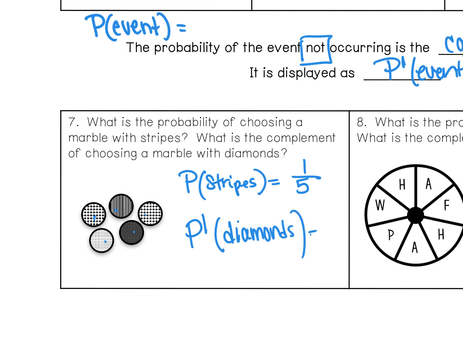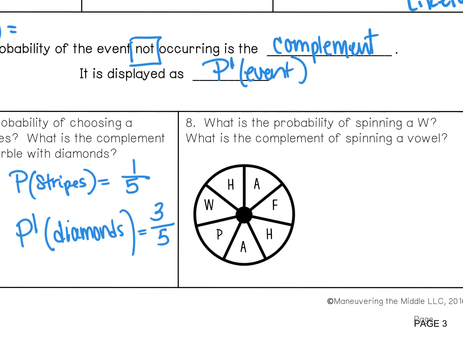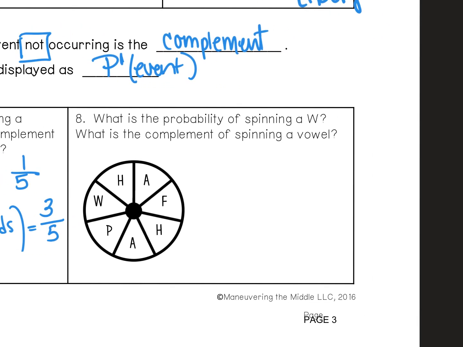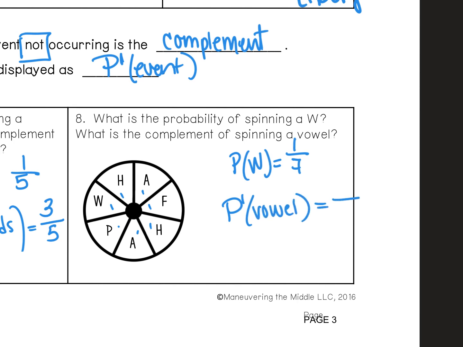What's the complement of choosing diamonds? That means total of 5, 2 are diamonds, so there's 3 that are not diamonds. Probability of spinning a W, the probability of a W is there's 1 W out of 1, 2, 3, 4, 5, 6, 7 possible outcomes. And then the complement of a vowel would mean all consonants. Since there's 2 that are vowels, there's 5 that are not.